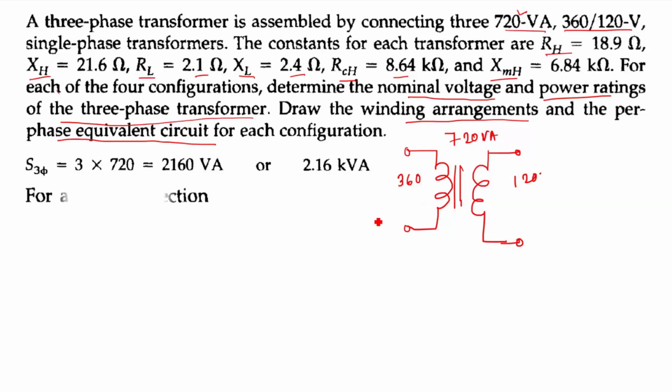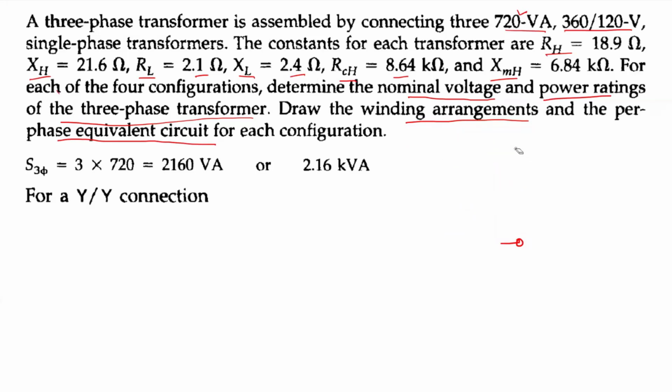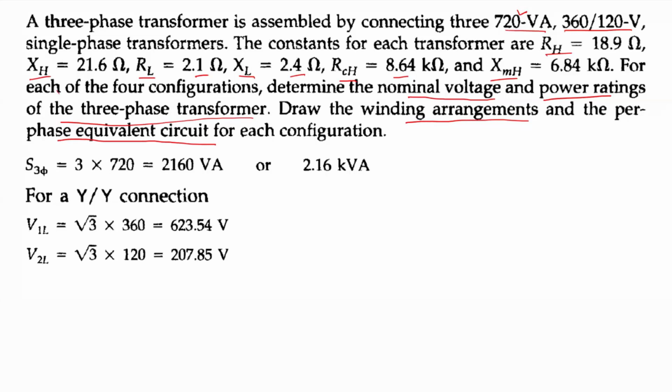Okay. So now we'll consider the YY connection. Then each of the configurations we'll consider. For each configuration, we have to find the nominal voltages. Then we have to show the winding arrangements and the per phase equivalent circuit. So let us first consider the YY connection.